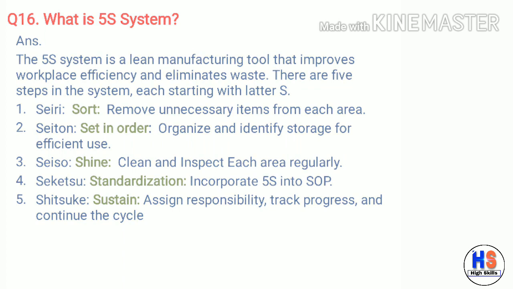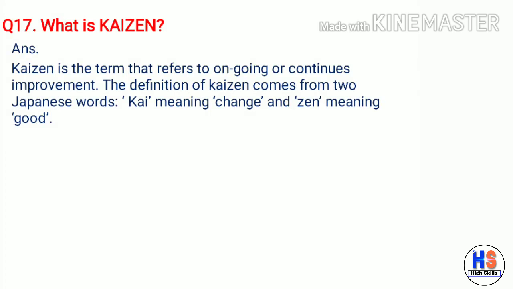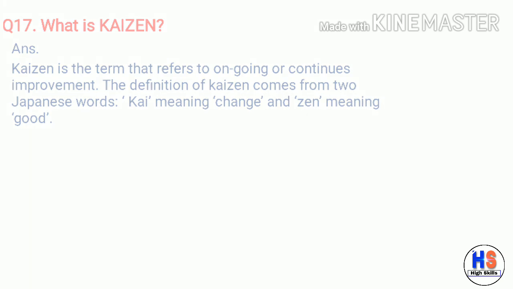The next, 17th question the interviewer can ask you is: what is Kaizen? Kaizen is the term that refers to ongoing or continuous improvement. The word Kaizen comes from two Japanese words. Kai means change and Zen means good. So this is the definition of Kaizen.